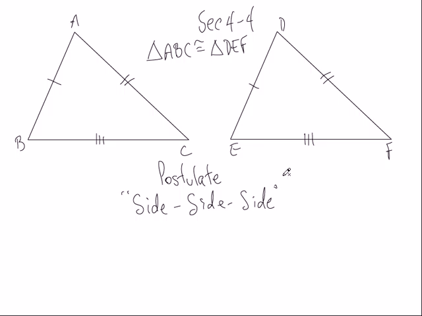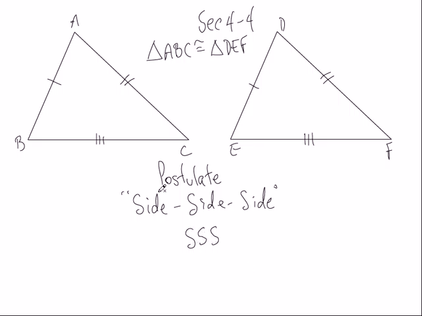Now, on your paper, if you want to write it down as a reason, or if you know that these triangles are congruent right there, you can write SSS. But don't say SSS verbally. Say side, side, side. Does that make sense? All right, but you can write SSS.